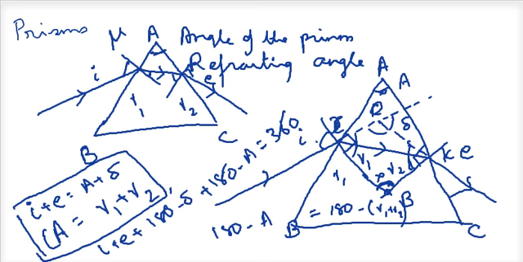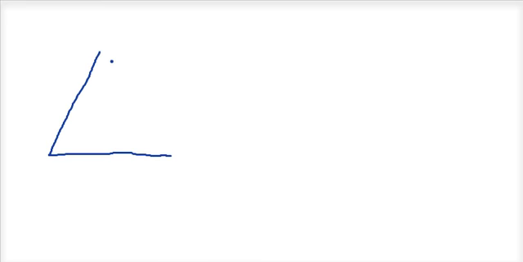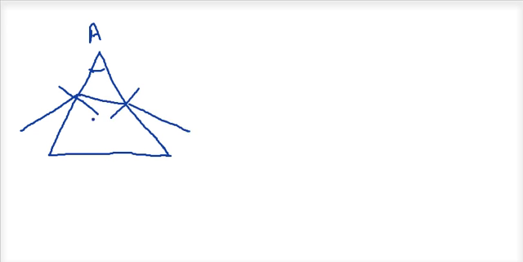So I will explain this again. Suppose you have a triangle this way. We will call this A, the angle of the prism. Suppose a ray of light is going this way, it hits, it goes this way, it hits again, it then goes out like this. Suppose these two meet at this particular point. So this is the normal here, this is the normal here. So this angle here is equal to 180 minus A.